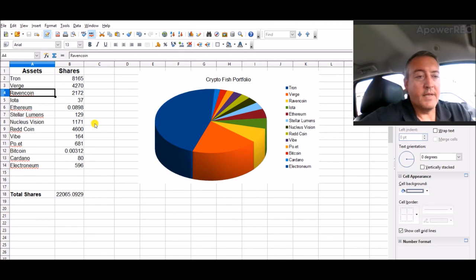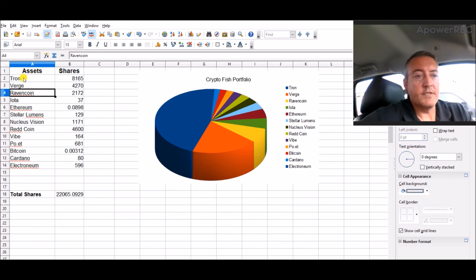I've already got a pretty good diversification here. I mean, how many? We got 13 different altcoins I have. So that's not a bad diversification going across the board.